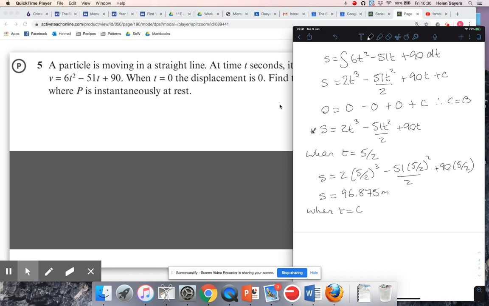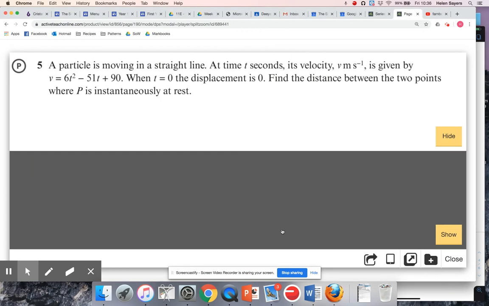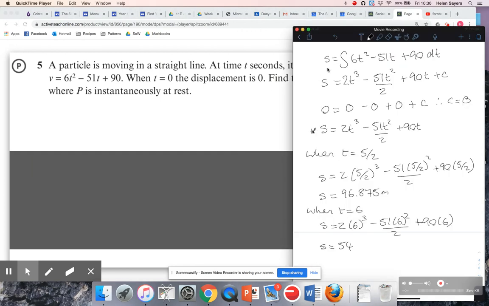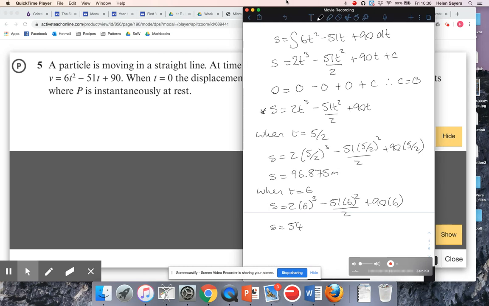When t is 6, s is 2 times 6 cubed minus 51 times 6 squared over 2 plus 90 times 6. Okay, so quickly stick that in. Okay, so I'm getting 54 for that. So the question was the distance between those 2 points. So let's just check what we get there.